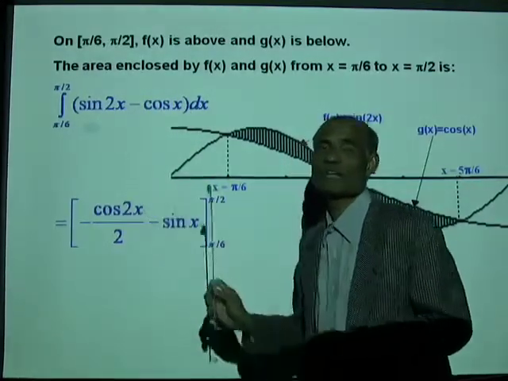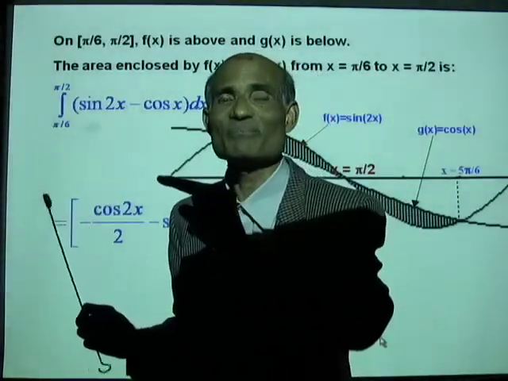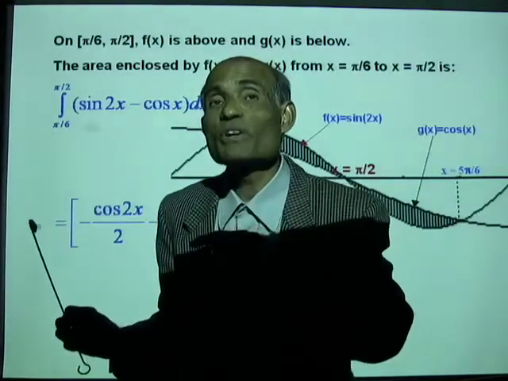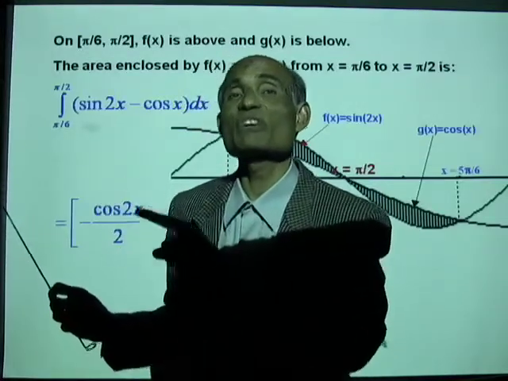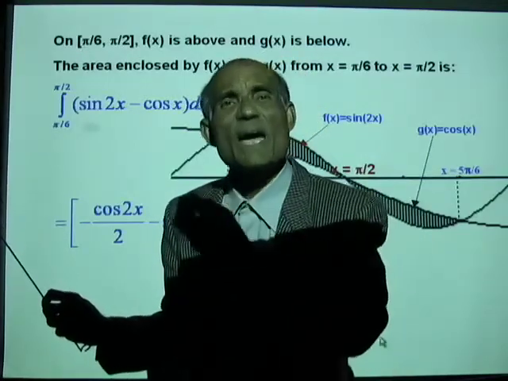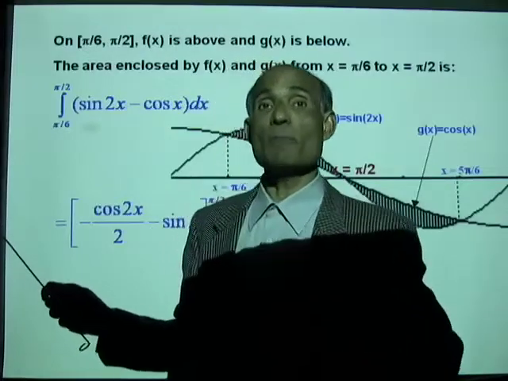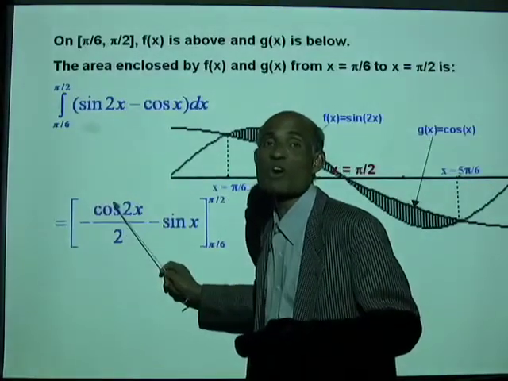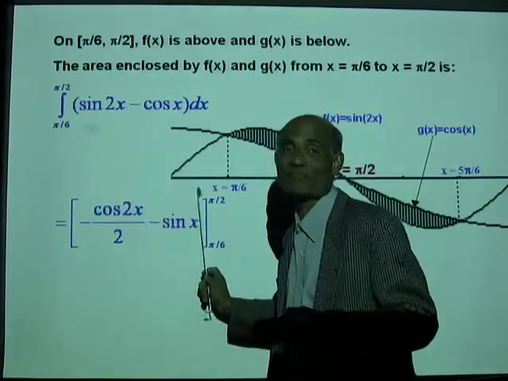Now, don't get confused in here. Remember, the derivative of sine x is cos x. The derivative of cos x is negative sine x. Therefore, the integral of sine x is negative cos x, and the integral of sine mx is negative cos mx over m. So the integral of sine 2x is negative cos 2x over 2, minus the integral of cos x, which is sine x.